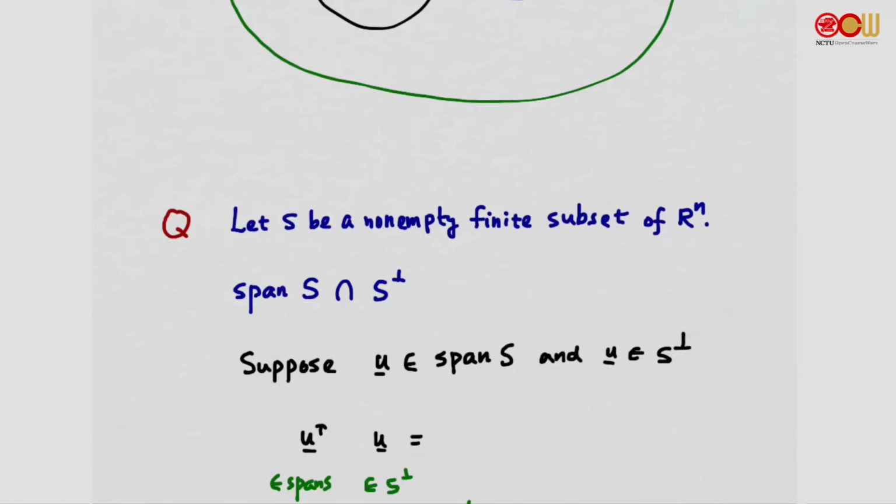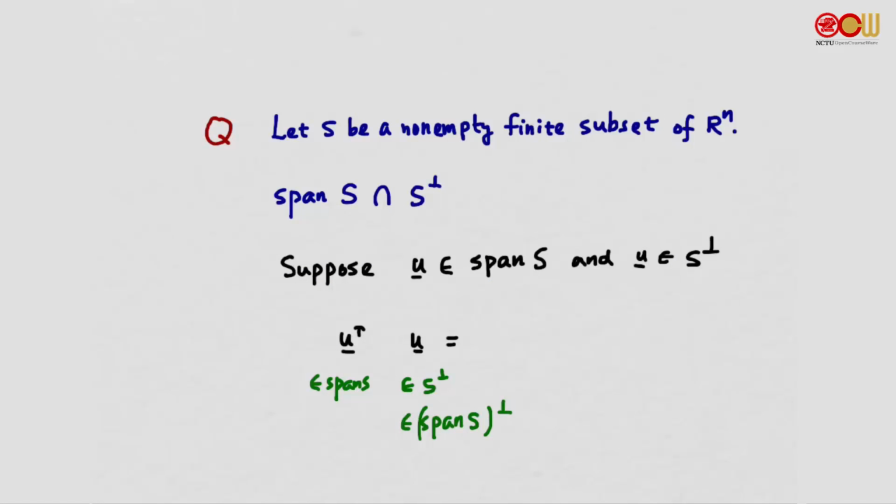Let's try to compute the norm square, U transpose U. We know U is in S perp, and we also know U is in span S. Just now we saw that S perp is the same as span S perp. So now we have the dot product of a vector in span S and a vector in span S perp. So what would be this dot product?